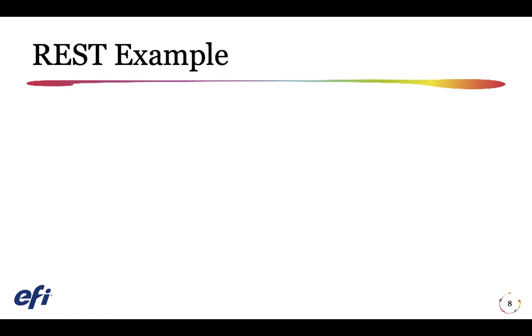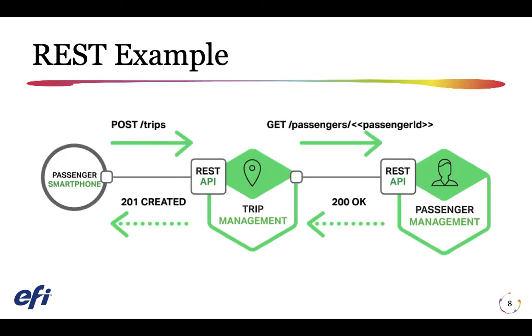Now let's go back and take a look at the cab booking example and how some of it can be implemented via REST. The client will send a post request to the trip management service. The trip management service will in turn send a get request to the passenger management service to get the passenger data. Once the trip management service receives a valid response from the passenger management service, it creates a new trip and sends a response back to the client. The important thing to note here is that the order of communication is very important.